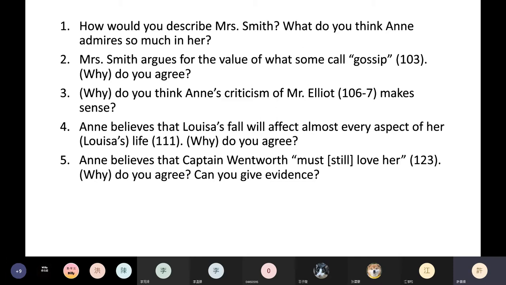Like, it's impossible to impress and please everyone. When people are so different, how is it possible that you can please everyone? Like, that doesn't make sense. So he must be trying very, very hard not to make anyone dislike him. He's trying very hard to make everyone like him. Why? Why is he trying so hard? This is Anne's criticism of Mr. Elliot, and I think it makes sense.